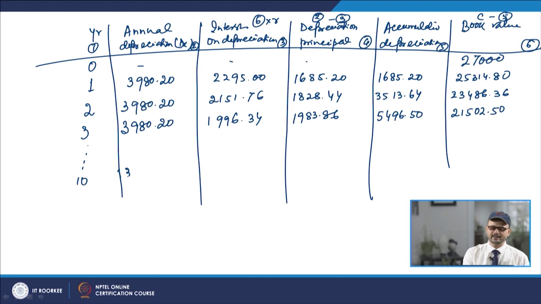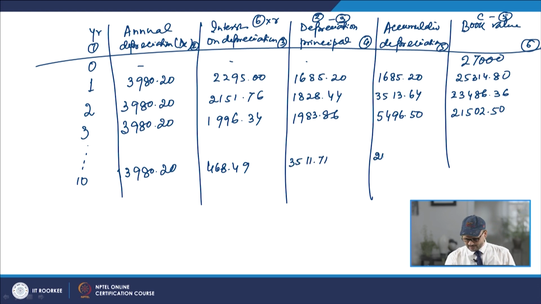This way it will move, and in the 10th year again it will be 3980.20. In the 10th year the interest comes out to be 468.49. Then it will be 3511.71. The accumulated depreciation will be 25,000 and the book value will be 2000. That is what you get as the final salvage value at the end of the 10th year. You are getting this 2000 as the book value of the asset.